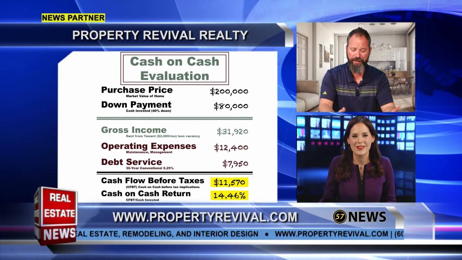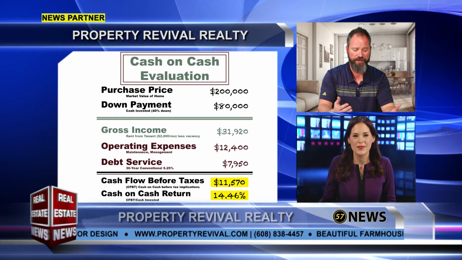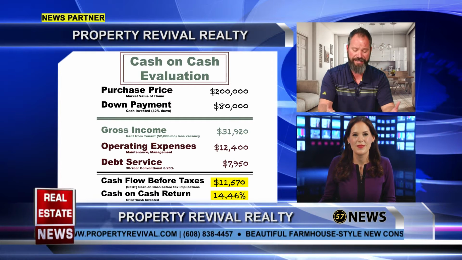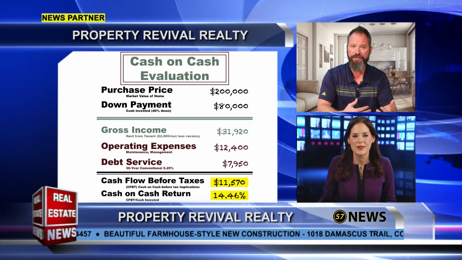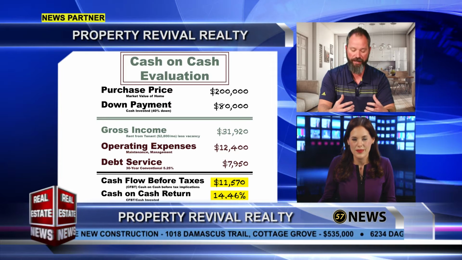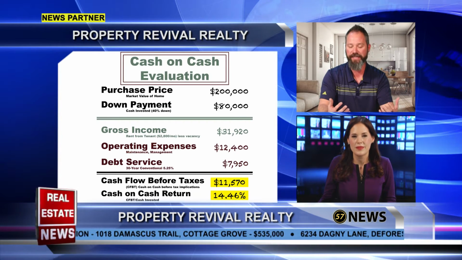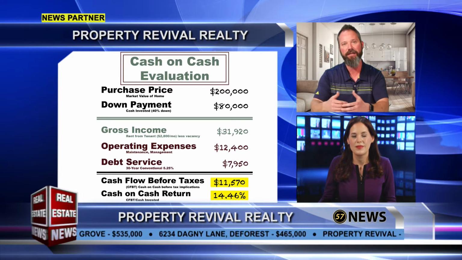If you look at the gross income at $31,000 and change, operating expense at $12,400, debt service, which is your mortgage payment, at $7,900. Your cash flow before taxes is about $11,500, and that is a cash-on-cash return of 14% or 14.5%. Now, that's the $80,000 returning $11,000 of return.